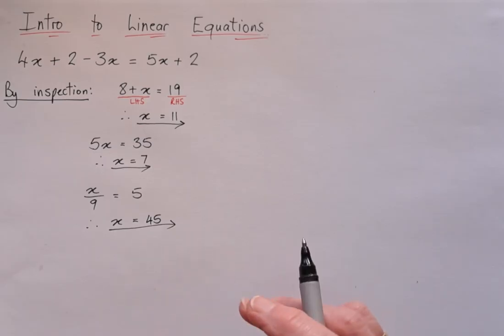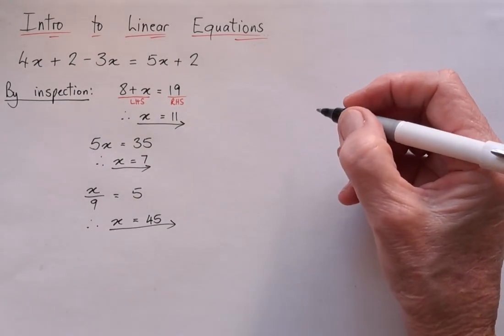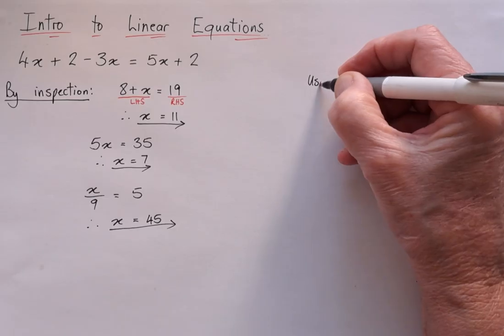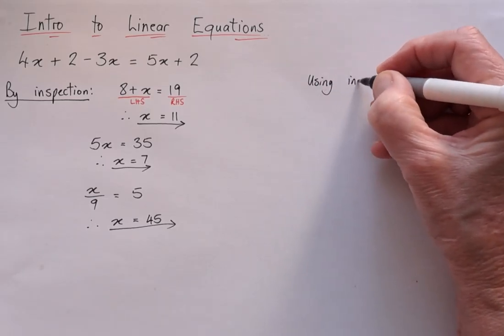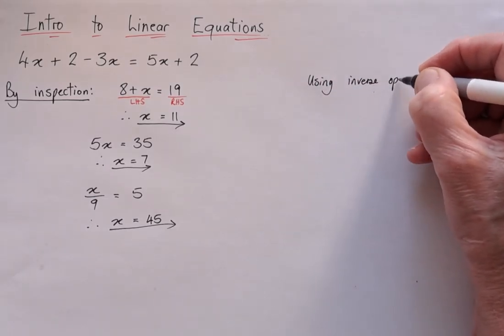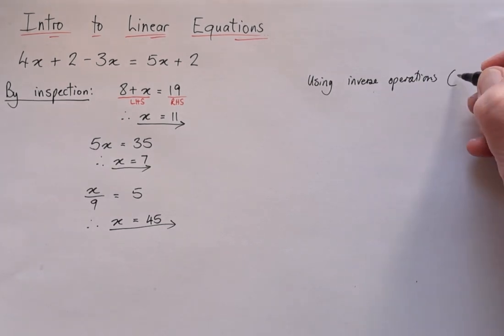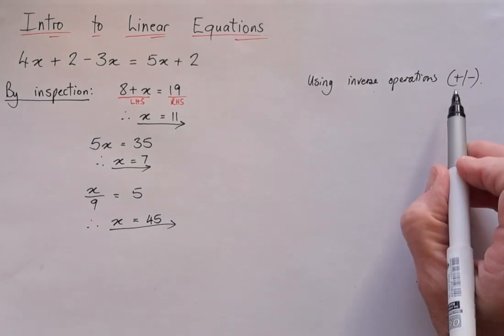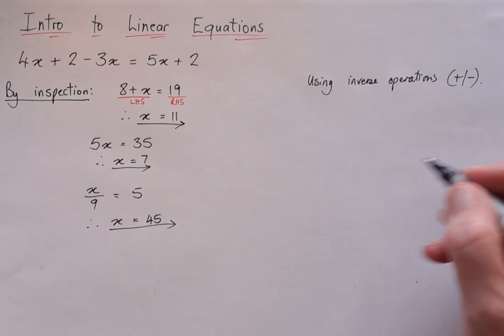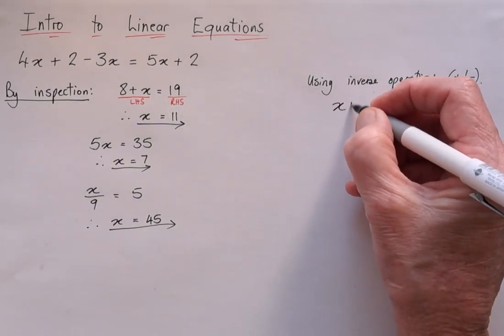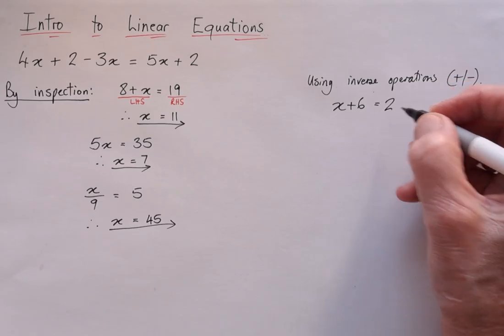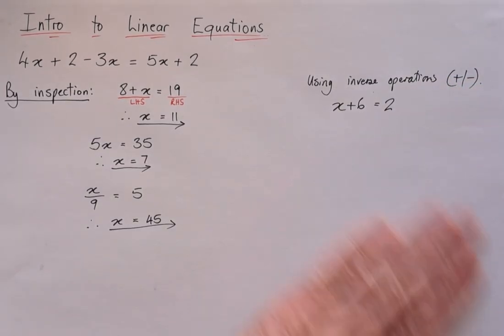So what we're going to do for the rest of this episode is we're going to look at solving an equation using inverse operations. And for today, for this episode, we're only going to use the inverse operations of plus and minus. In the next episode, we'll go on to where we also need to use times and divide. So if we look at this first example, x plus 6 equals 2. If your knowledge of integers is very good, you're going to be able to work that out in your head.